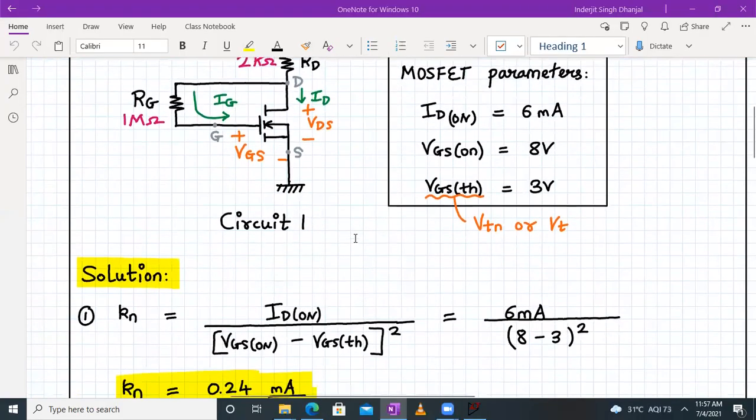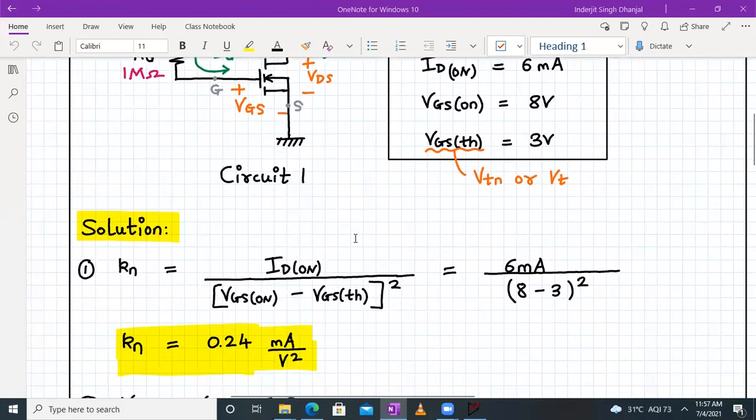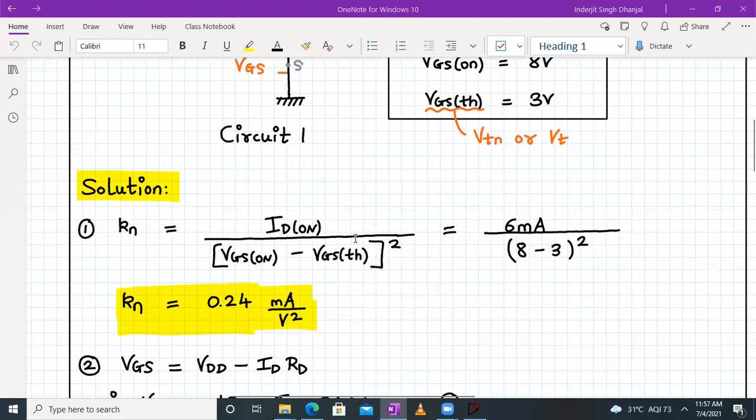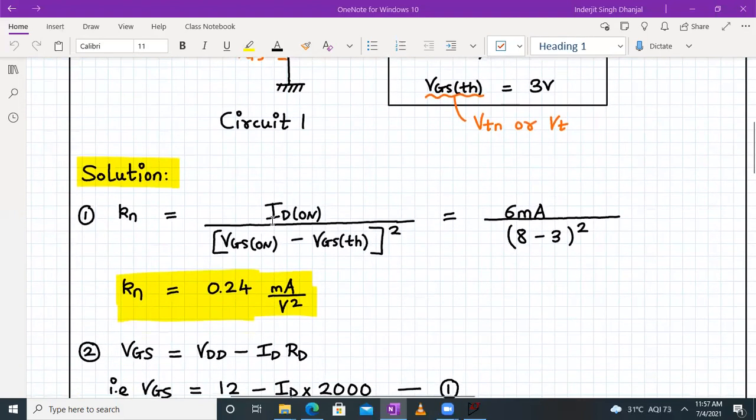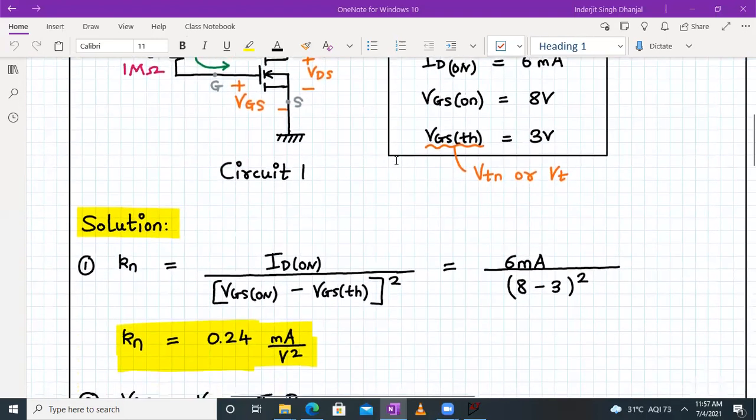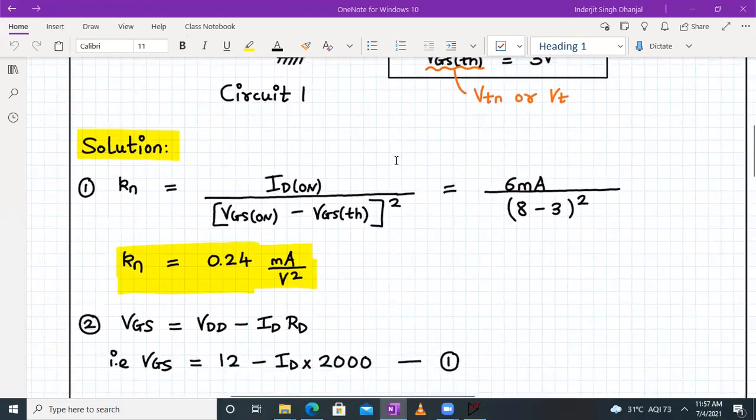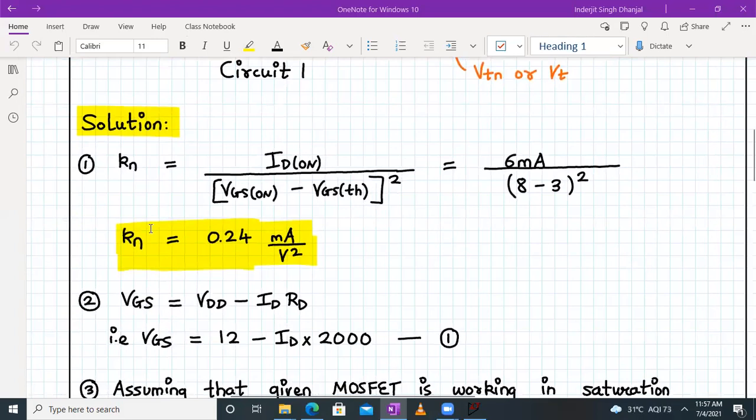So let's begin with the solution. The Kn formula is given by ID(on) divided by (VGS(on) minus VGS(th)) the whole square. ID(on) is given as 6, VGS(on) is 8, and VGS(th) is 3. So you plug in all the values, and you will get the value of Kn as 0.24 milliampere per volt square.